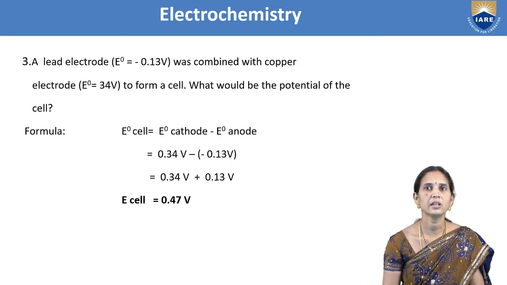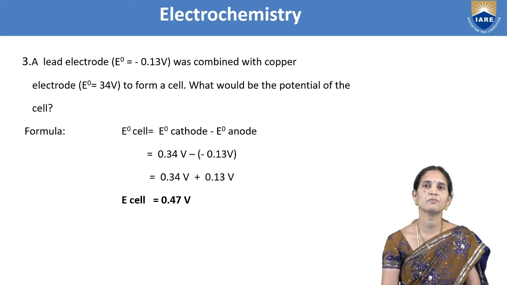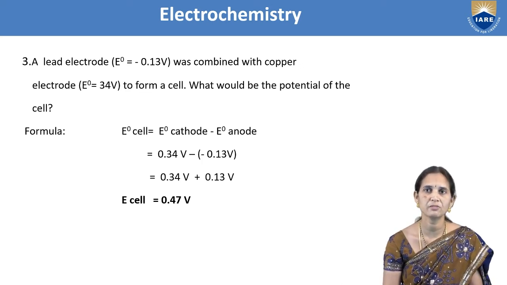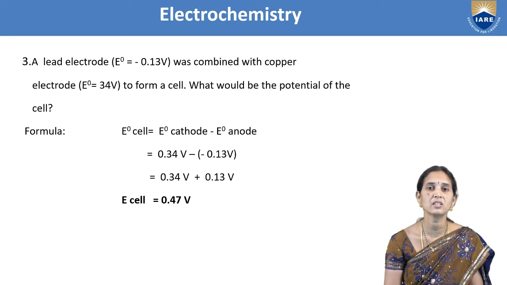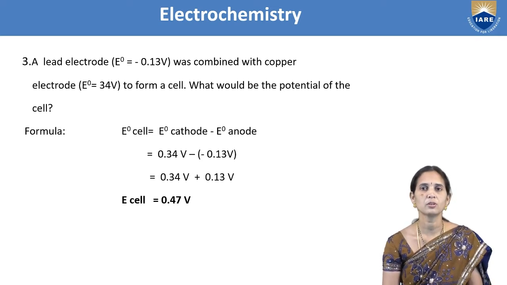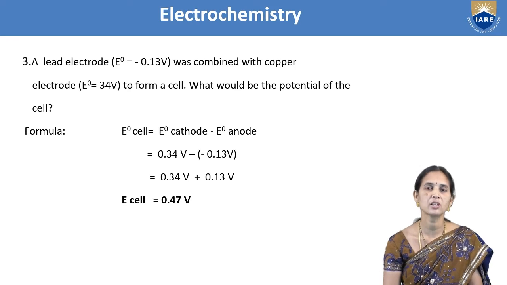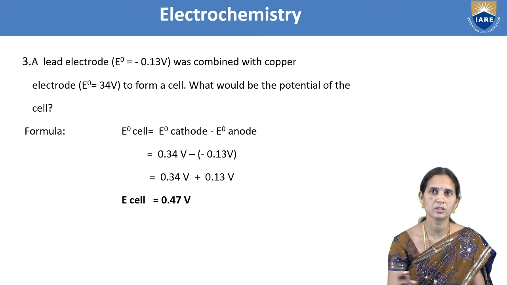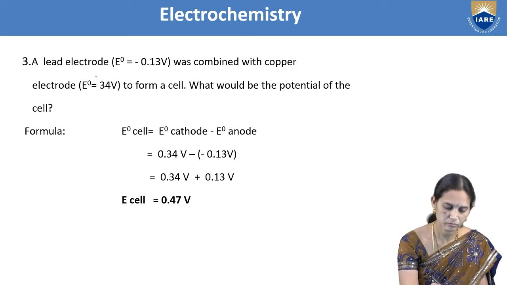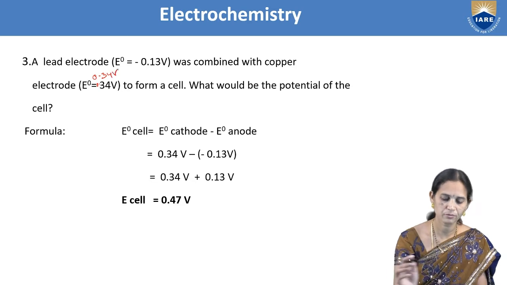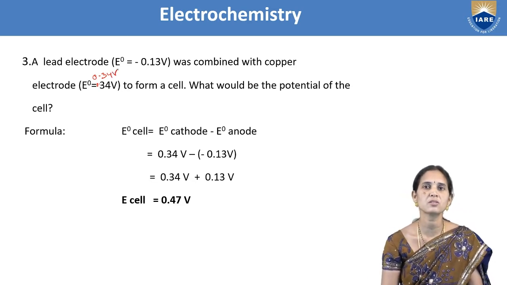The third one is a lead electrode. The standard electrode potential of lead given here is E0 equal to minus 0.13 volt, and it is combined with a copper electrode. The copper electrode potential under standard conditions, E0, is 0.34 volt, to form a cell. What is the potential of this cell?